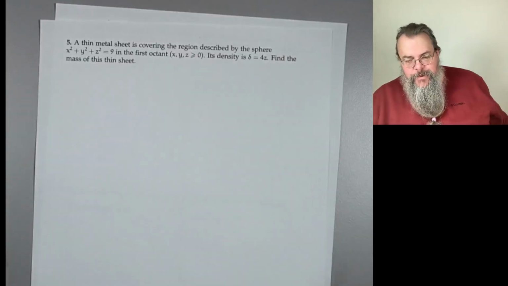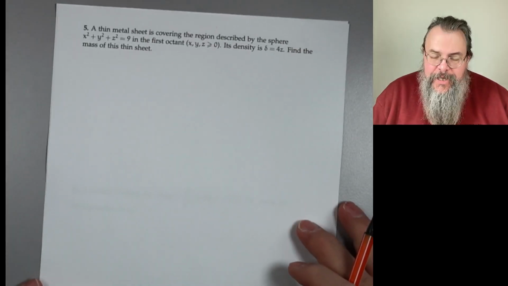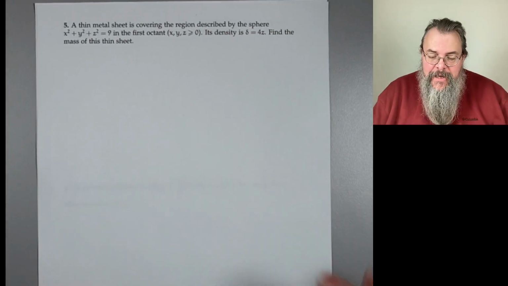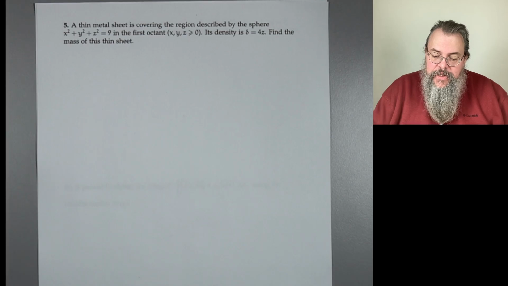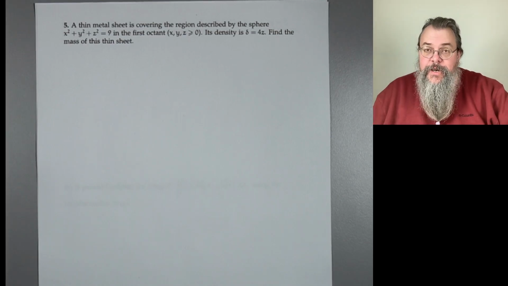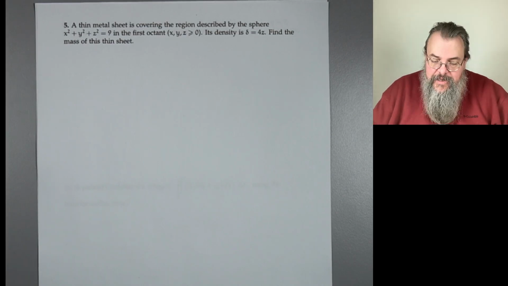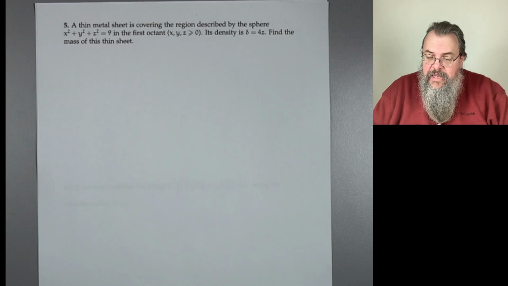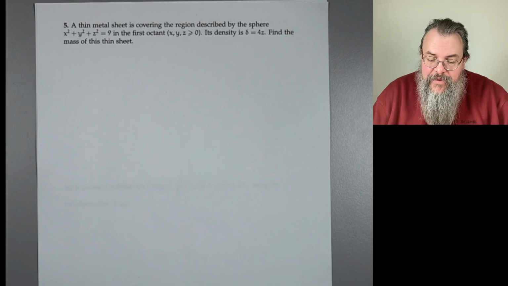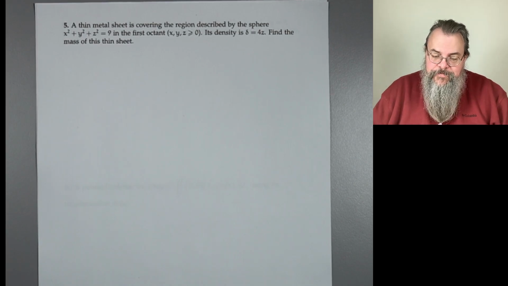So, after that long diversion, on to number 5. A thin metal sheet is covering the region described by the sphere x squared plus y squared plus z squared equals 9 in the first octant. Its density is 4z. Find the mass of this thin sheet.